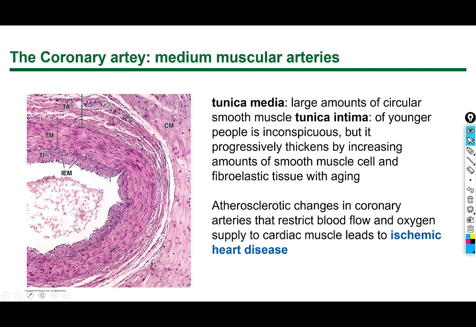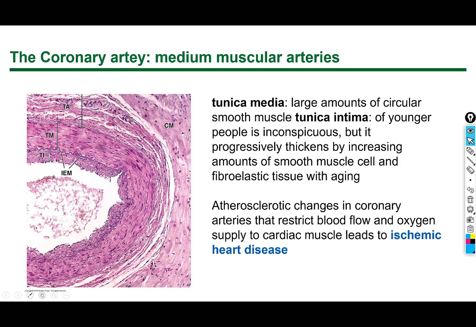The coronary artery is a muscular artery. So these are going to be strong and flexible. The tunica media has lots of smooth muscle, so its diameter can change. The tunica intima is relatively inconspicuous in young people, but it gains fibrous connective tissue and smooth muscle with age. And then we've got atherosclerotic changes as well. So if you were to see that, you would see a complicated plaque in the wall.